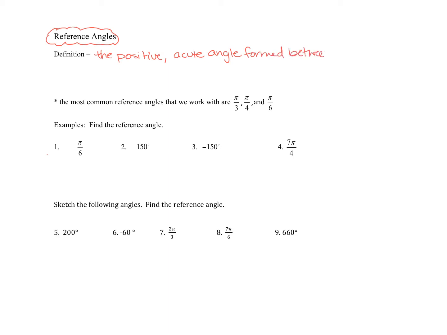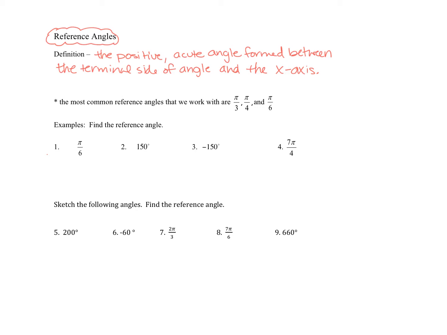between the terminal side of an angle and the x-axis. You're going to find as we do these problems, very common reference angles are going to be pi over 3, pi over 4, and pi over 6. That's our 60 degrees, our 45 degrees, and our 30-degree angles.